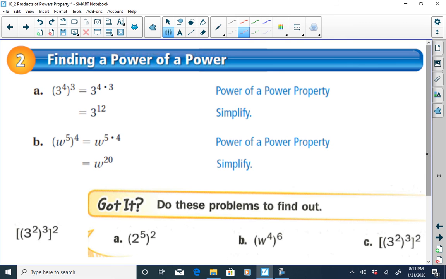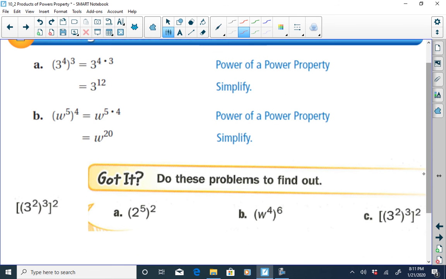And that's what these first couple of examples say, right? If I have w to the 5th power and I'm raising it to the 4th power, right? And imagine it this way, right? That's going to be w to the 5th times w to the 5th times w to the 5th times w to the 5th. If we wrote out all those w's, there would be 20 factors of w, and that's where we get the product of w to the 20th power.